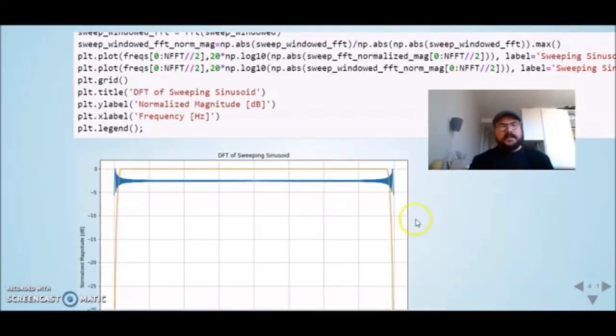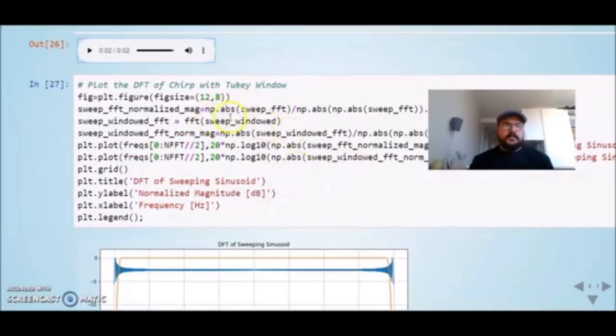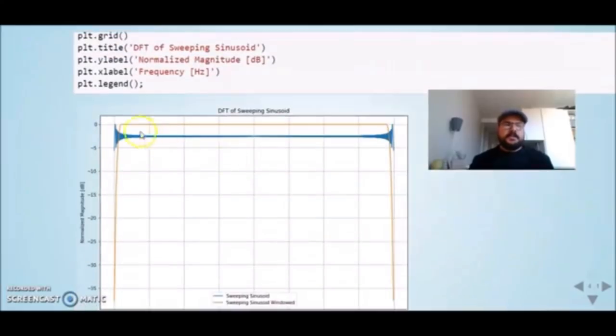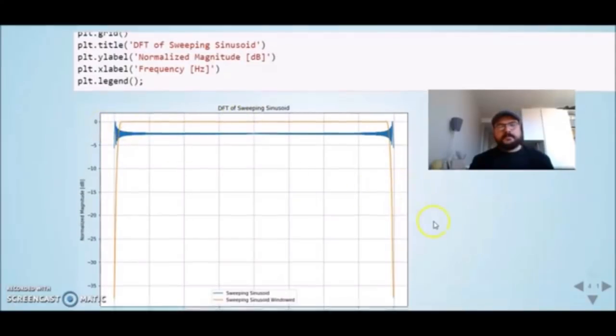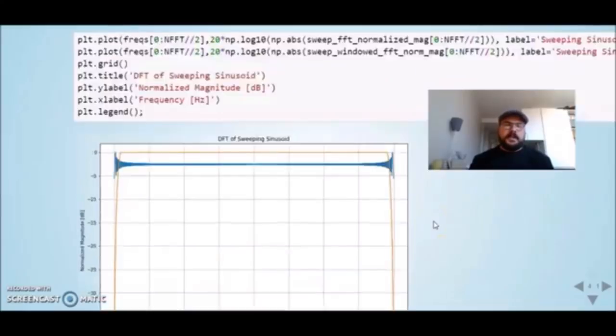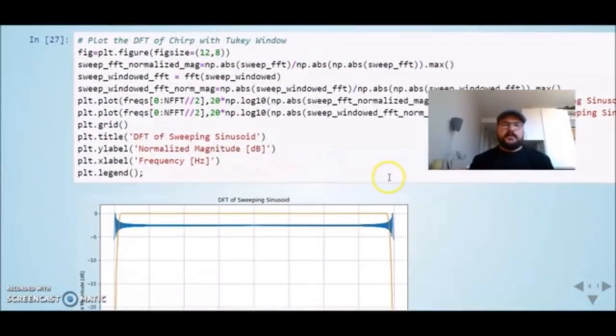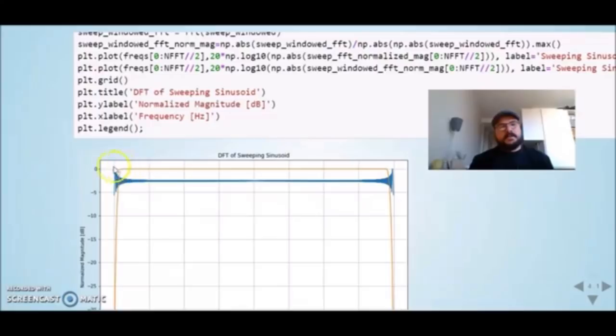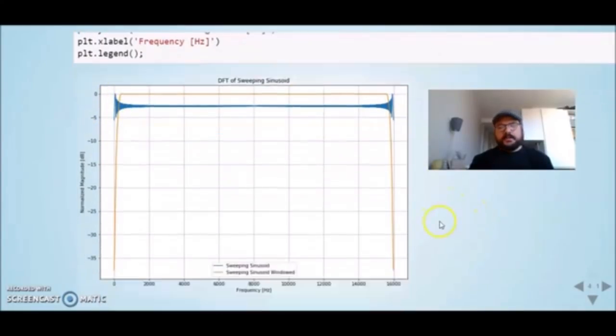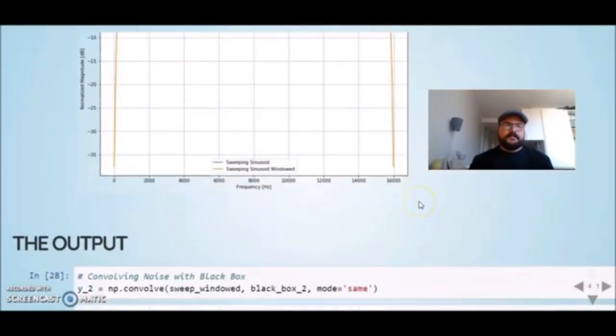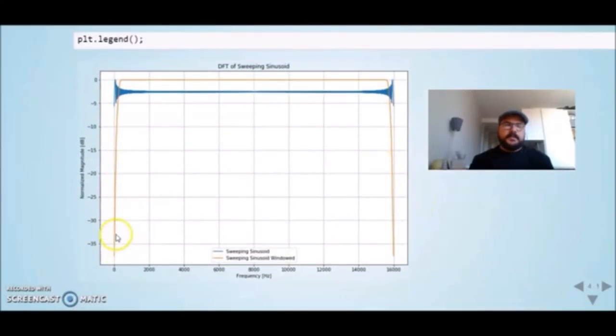So it's normalized to the peak. I'm normalizing both signals here, which is why 0 dB is showing. But we can see that the windowed version of our signal gets much smoother frequency characteristics, and we see that our signal has frequencies from 0 to 16 kilohertz. So this is what we want to investigate.